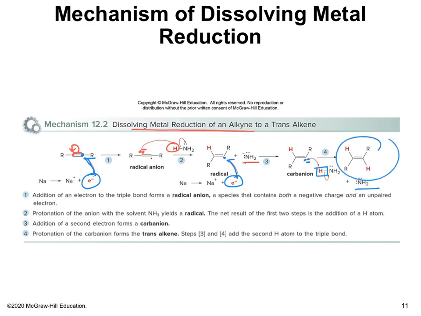And so that's how you get a trans, because these electrons repel each other. You see this radical anion? This is a new intermediate. Those electrons want to be as far away from each other as possible, and that's why you get the trans addition. Like I said, you don't have to know this mechanism, but it might be nice for you to take some time to look at it so you know it's different, and it gives you the trans alkene.